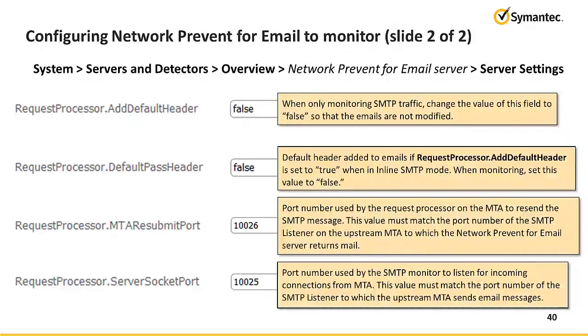Step 1. Set the request_processor.add_default_header to false. By default, the Network Prevent for Email server uses a header to identify all email messages that it has processed. The header and value are specified in the request_processor.default_pass_header field. When using Network Prevent for Email to only monitor SMTP traffic, change the value of this field to false so that the emails are not modified.